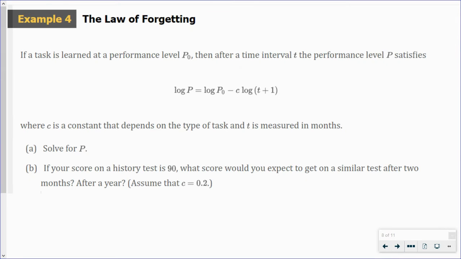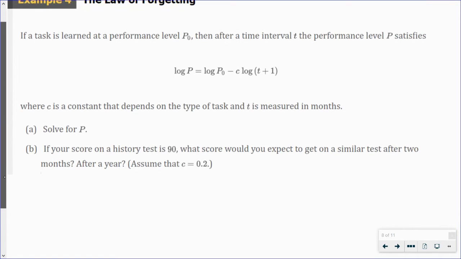All right, so here, if a task is learned at a performance level P0, then after a time interval T, the performance level P satisfies this formula, where C is a constant that depends on the type of task and T is measured in months. So solve this for P. We're trying to isolate this P value, so we're going to condense this so that maybe we can get one logarithm.